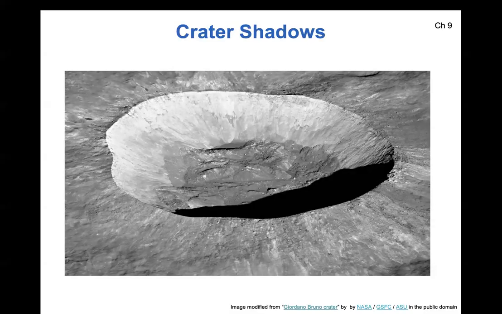Now, craters create shadows, and they can be quite deep sometimes. And depending on where they're located on the moon, these shadows can have real important consequences. Okay, so crater shadows. On the one hand, of course they create shadows. Why do we care? Well, let's see.